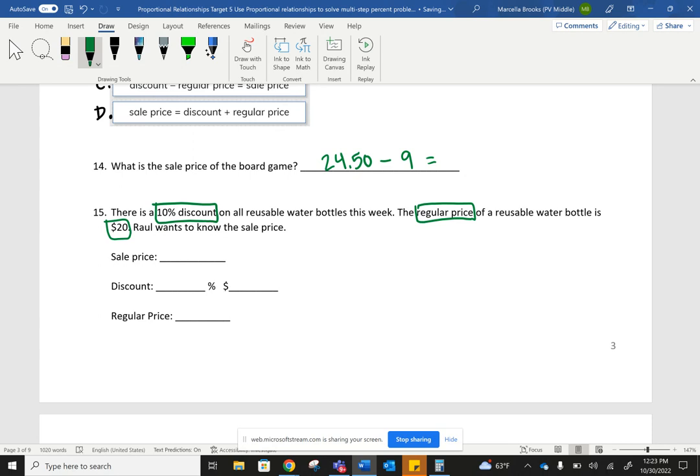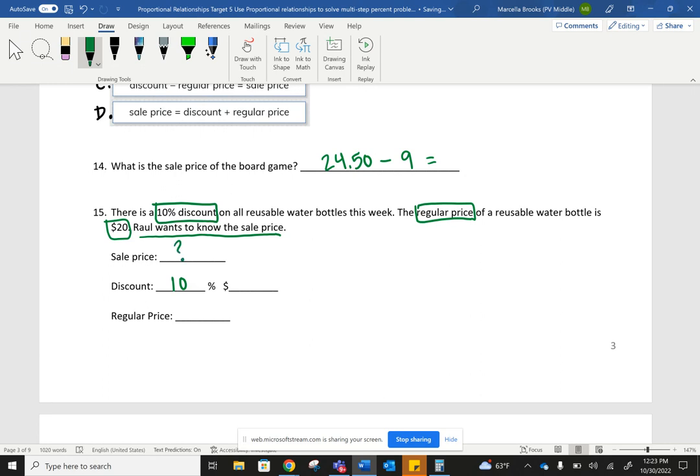So we're just going to fill out what we know. 10% discount, that's going to go right here, because see how it says percent. If it gave us a dollar amount for a discount, we would put it right here, with the dollar sign, but they didn't give us that. Do we know the sale price? We do not know the sale price because it says that Raul wants to know the sale price. So we're going to put a question mark here.